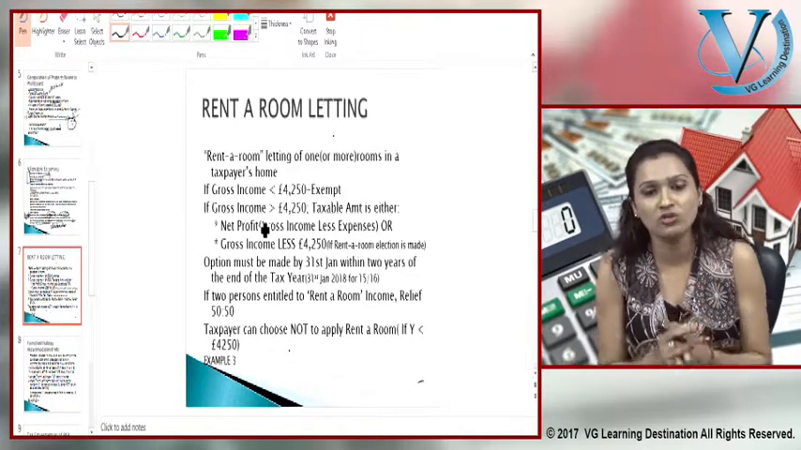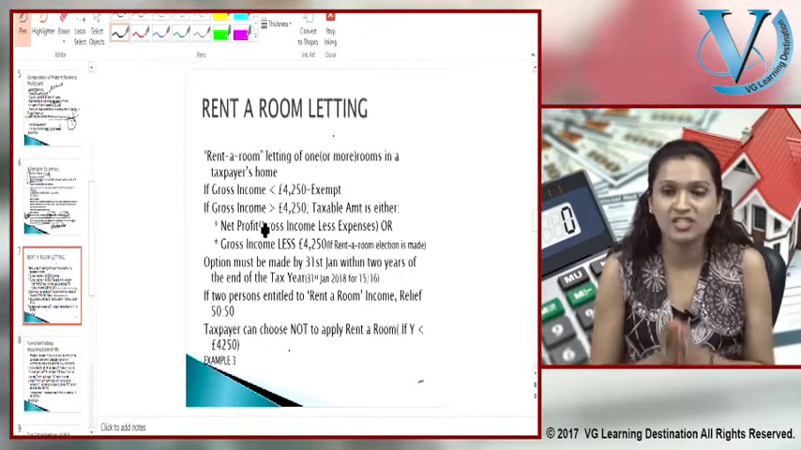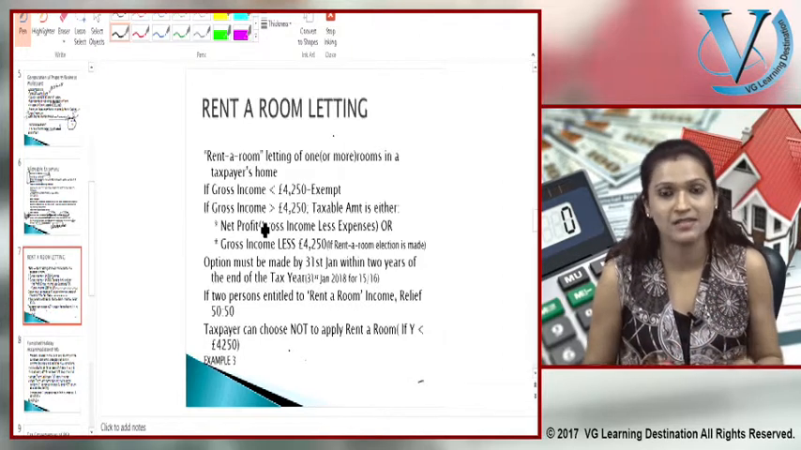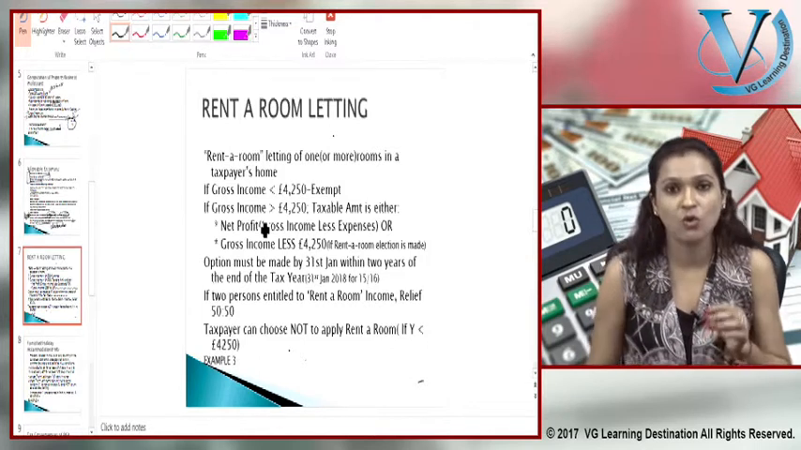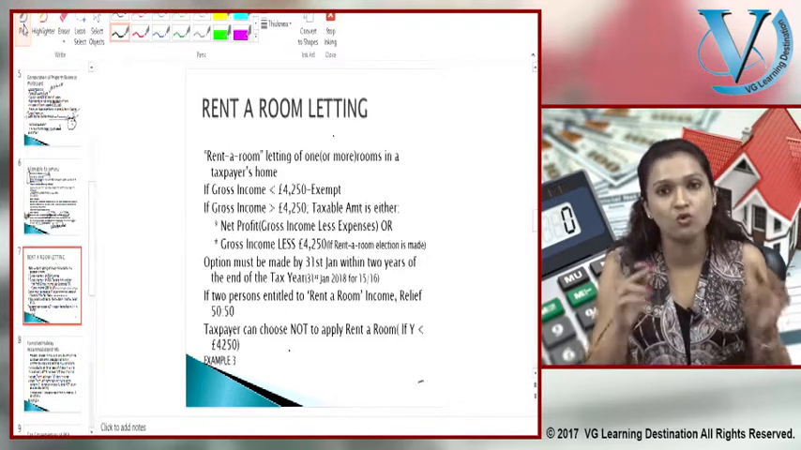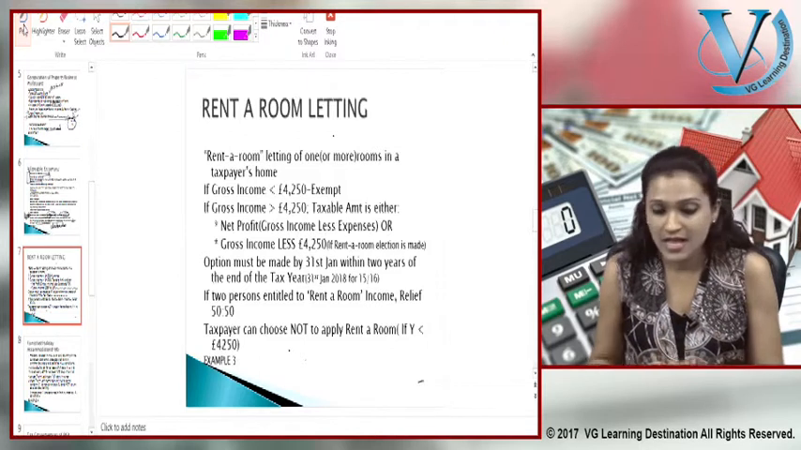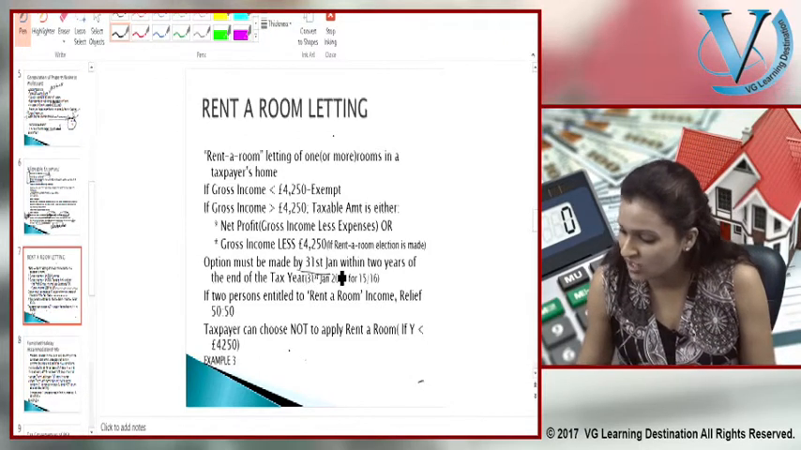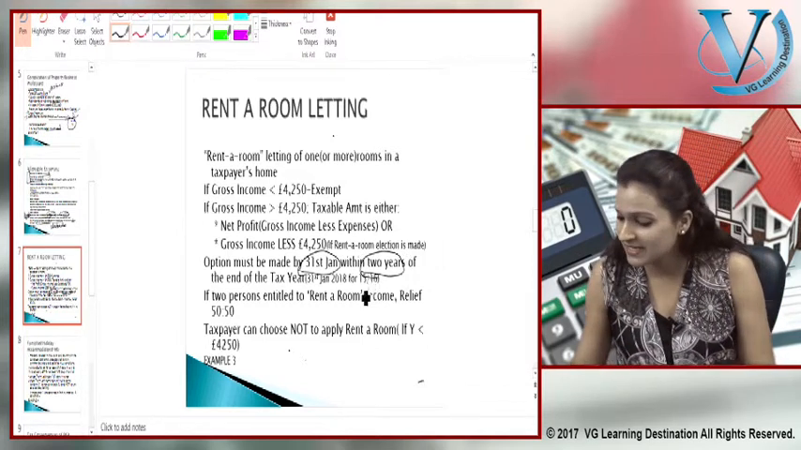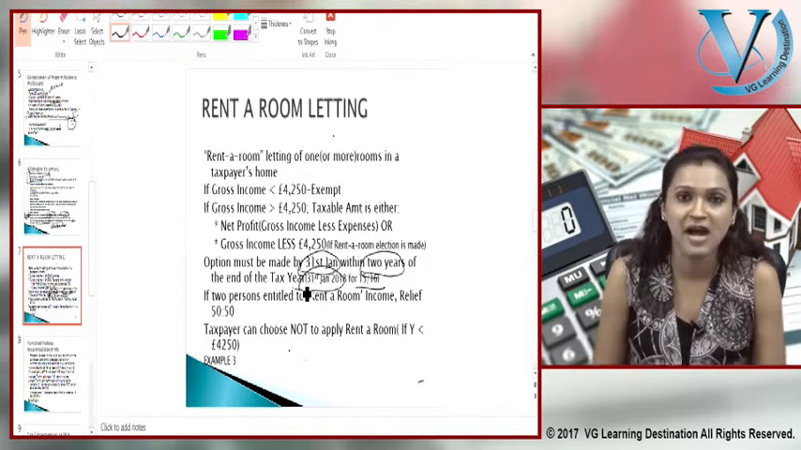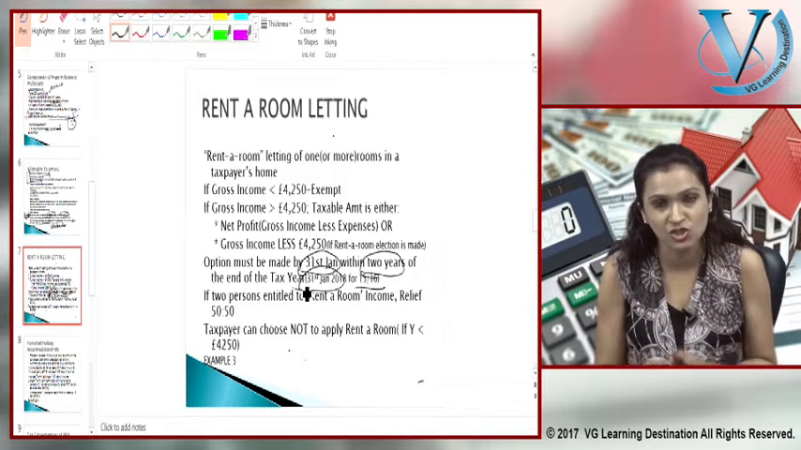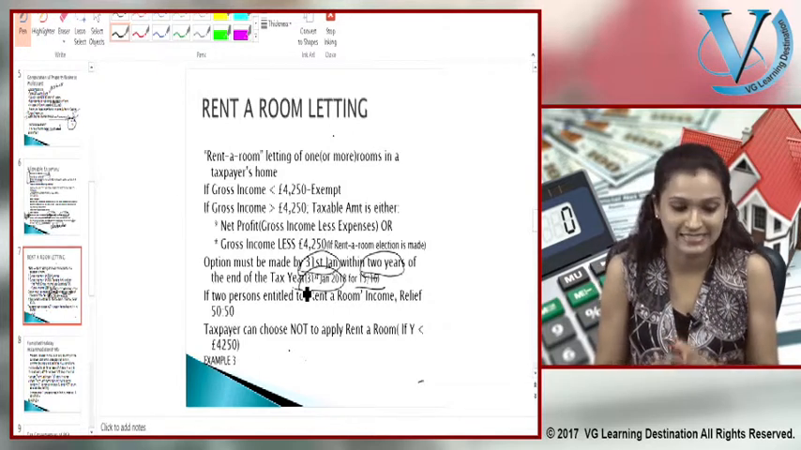Now practically, when will it be beneficial for you to opt for this rent a room selection? Definitely when the resulting assessable amount is less, only then you want to opt for it. Now, the window to opt for it is not going to be open forever. This option must be made by 31st of January within 2 years of the end of the tax year. So for 15-16, 31st of January 2018 is the last date by which you must opt for rent a room selection, or not.